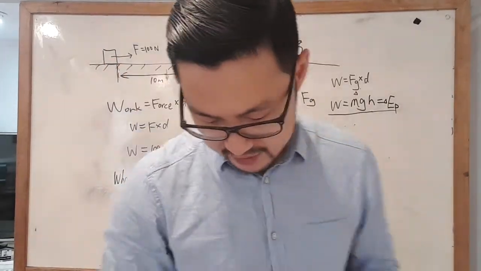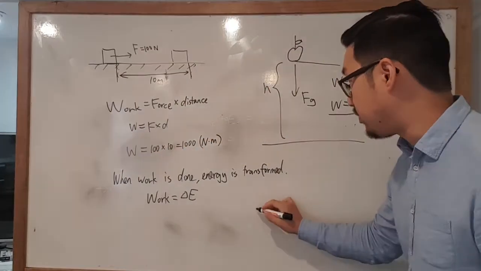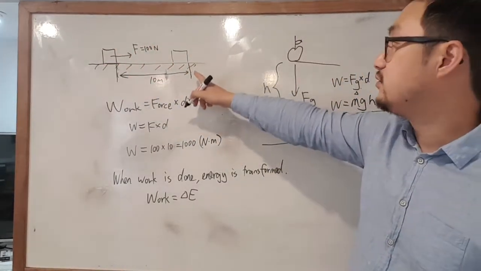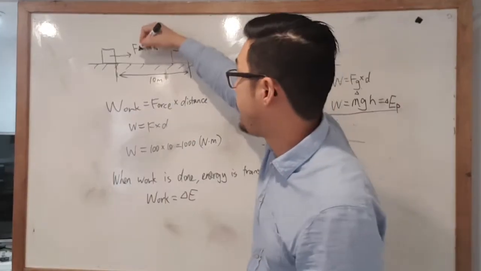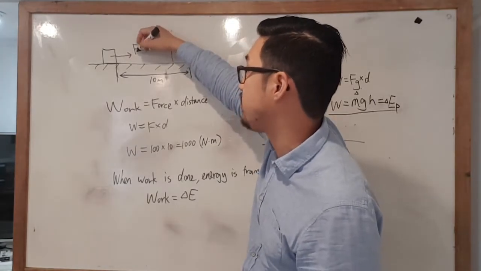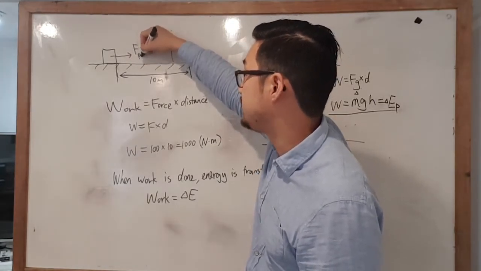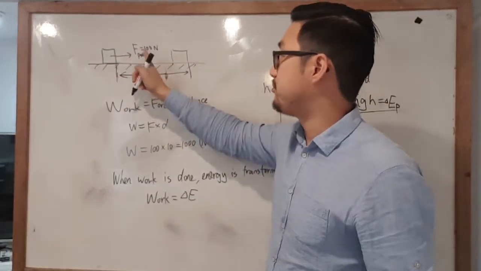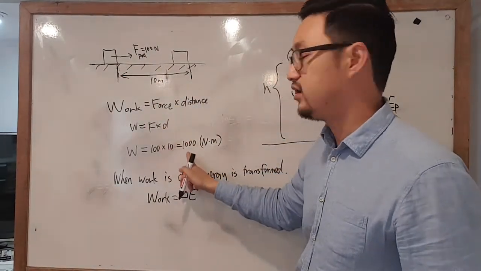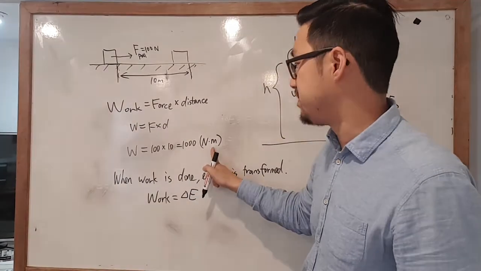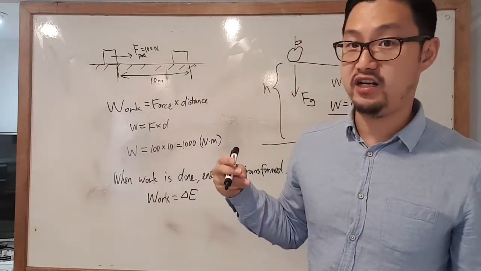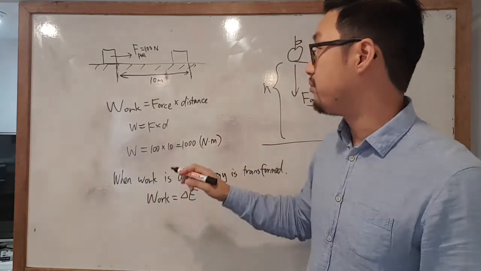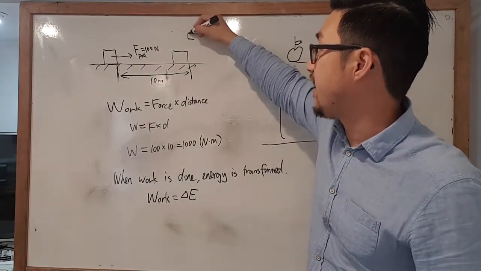You can have another example. Say I have this situation over here: the box is dragged along here. So if there is a push force or a pull force, let's say this is a pull, they're pulling the box. If I'm pulling the box, this is going to do work, 1,000 Newton meter. What kind of energy has it turned into? If you're pulling something, it starts moving. So now there will be an increase of kinetic energy.